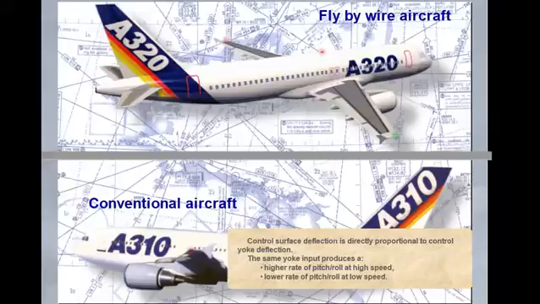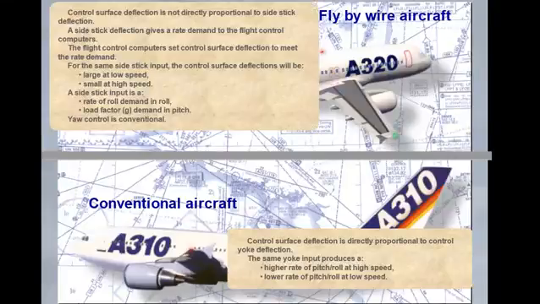Control surface deflection is not directly proportional to side stick deflection. A side stick deflection gives a rate demand to the flight control computers. The flight control computers set control surface deflection to meet the rate demand. For the same side stick input, the control surface deflections will be large at low speed, small at high speed. A side stick input is a rate of roll demand in roll, load factor G demand in pitch. Yaw control is conventional.